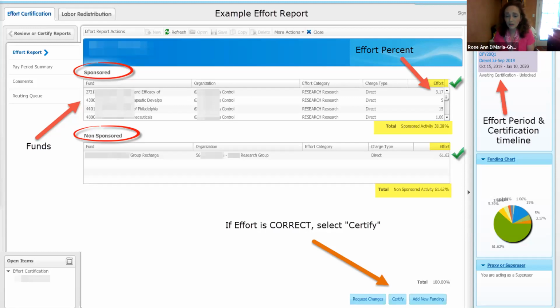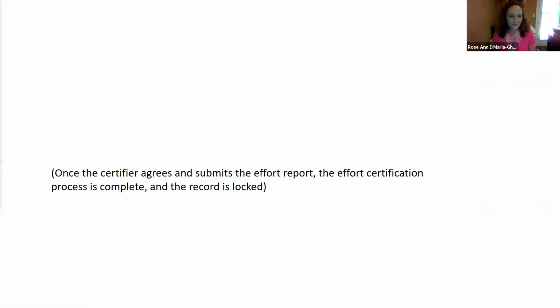All right, so if that looks correct to you, then you would just click certify. But you'll also see that there's a funding chart, which gives you a nice breakdown if you want to see where all of your funding is coming from. In the upper right-hand corner, it says effort report overview. If you click on pay dates, you can see how much money was charged from each grant by pay dates. Okay, so next slide, please.